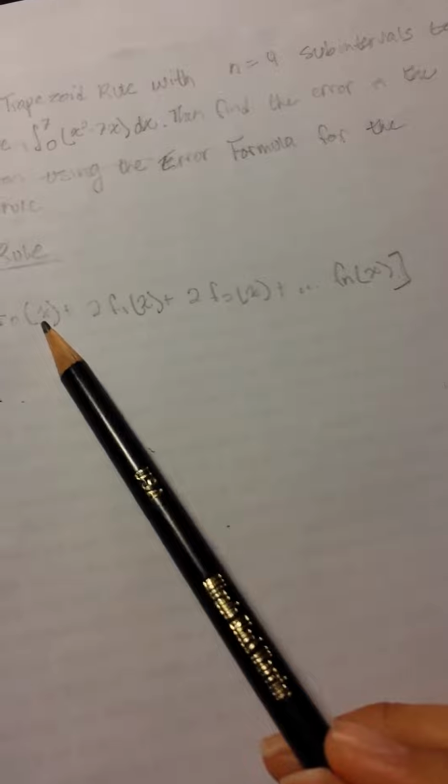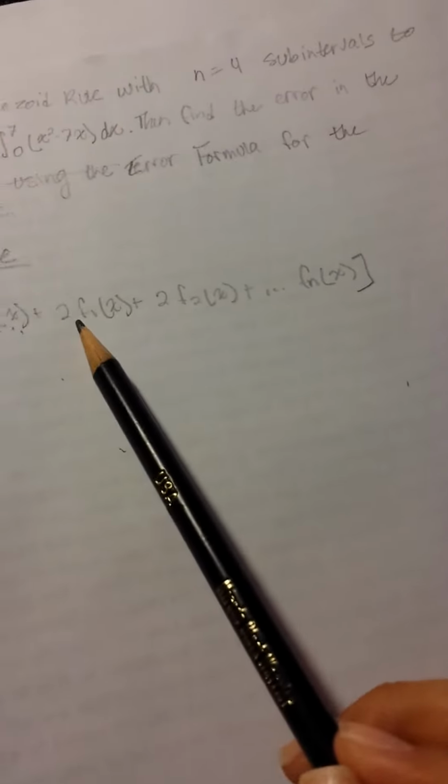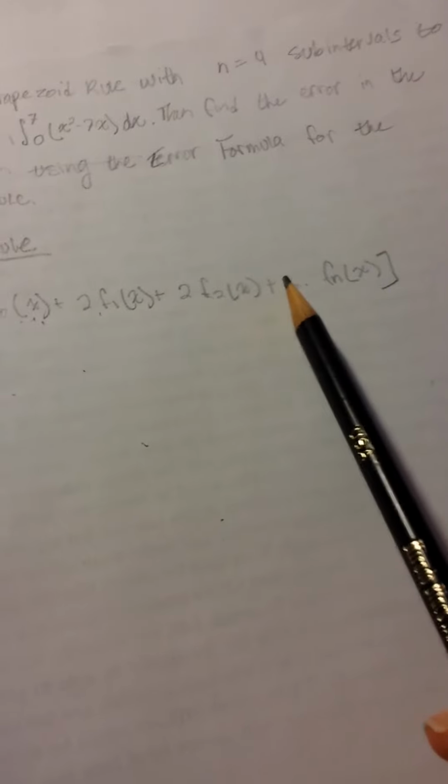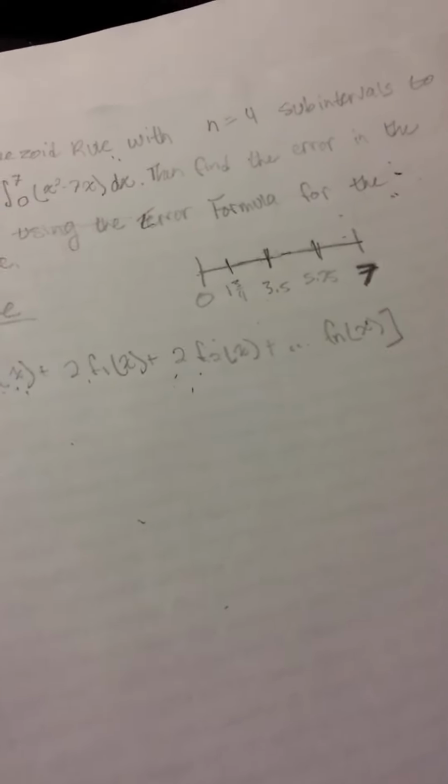It's b minus a over 2n, multiplying by your f of x for the first one, and then you multiply by 2 for the middle ones until you get to the last one. So they're telling you that you have 4 subintervals from 0 to 7. You need to calculate how much distance to put in between, so you do 7 minus 0 over 4, and you get 1 and 3/4.